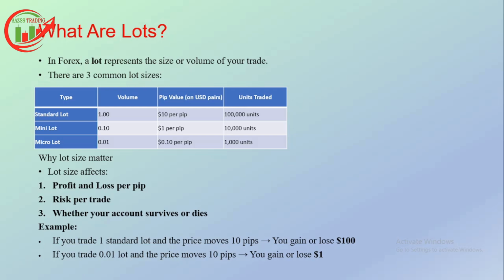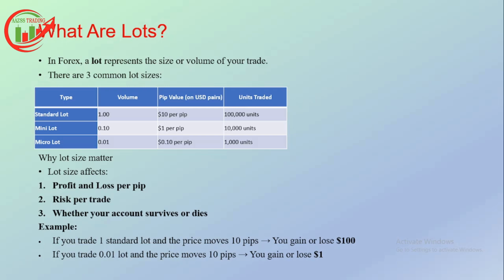Lot size affects profit and loss per pip, and let me explain that. For example, if you go into a trade with a standard lot, you have more profit, and if the trade goes against you, you have more loss. So that's how it affects profit and loss per pip. It also affects risk per trade. If you go into the trade with a micro lot, for example, no matter the distance of your stop loss, your risk per trade will not be much.